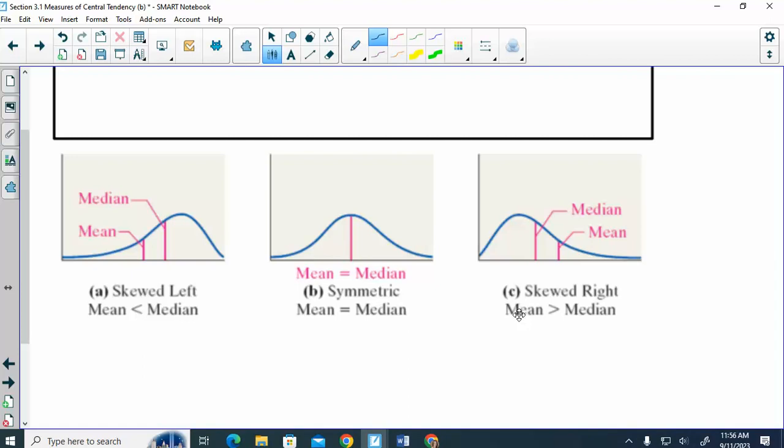So sometimes I might ask you about the shape of the data, and you don't have to have an actual bar graph or stem and leaf or anything like that. You could just look at those numbers, the mean and median, and tell me about the data.